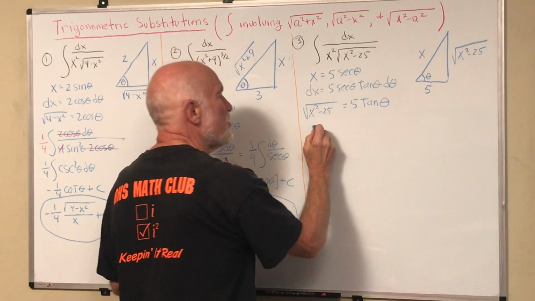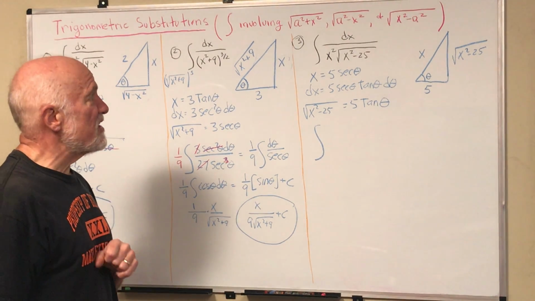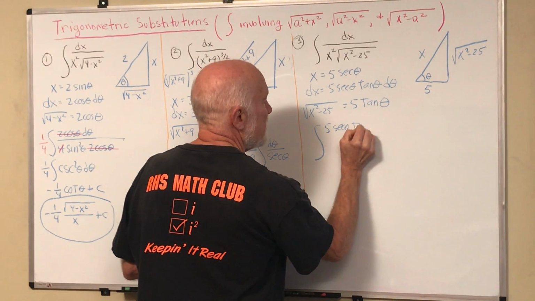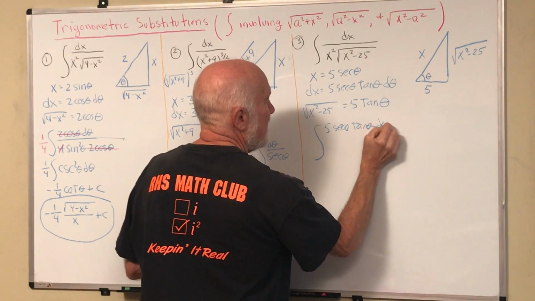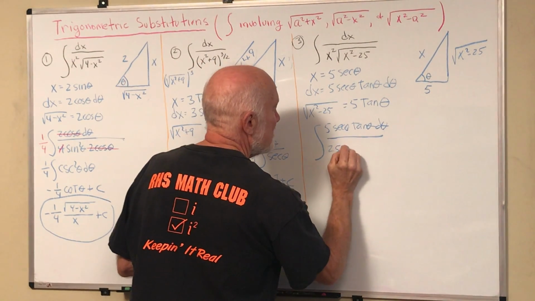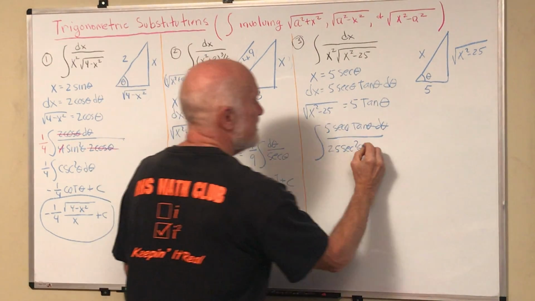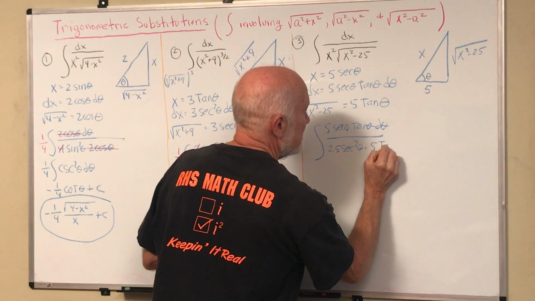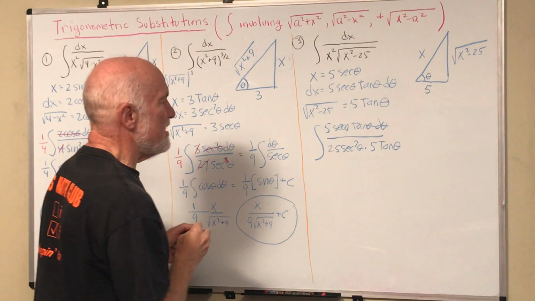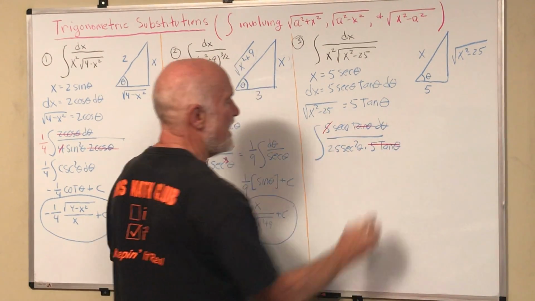And here we go into our hope mode. We put it back in and hope we get something that's going to be better than we started with. So dx is 5 secant theta, tangent theta, d theta. x squared would be 25 secant squared of theta, and the square root is 5 tangent of theta. Looks a little bit scary, but 5 tangent theta, 5 tangent theta.